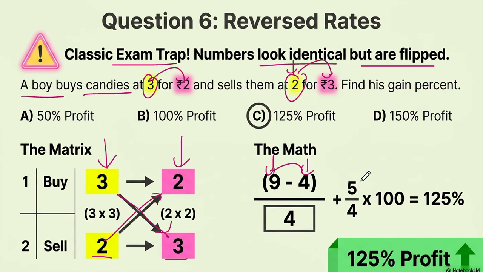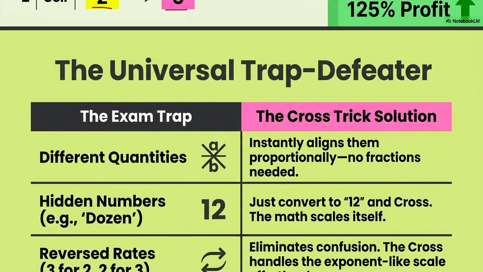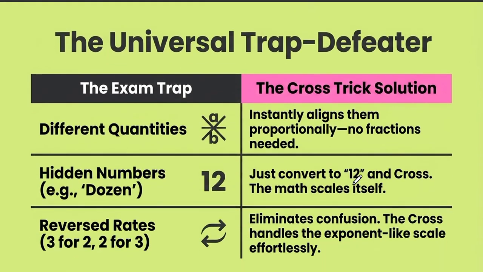So 9 minus 4, 5 upon 4 multiplied by 100. So we can cancel out this 4 and 100. 25 4s are 100. So 5 into 25, which is 125%. It is positive, so 125% profit. So option C is the correct answer. I hope this trick is helpful for your exam. This is a table that you can go through.